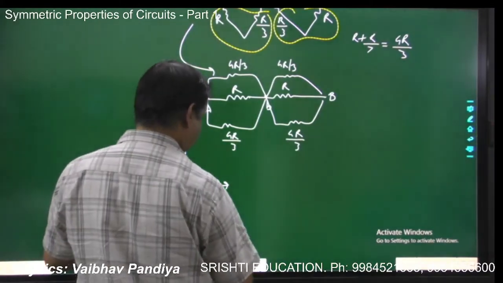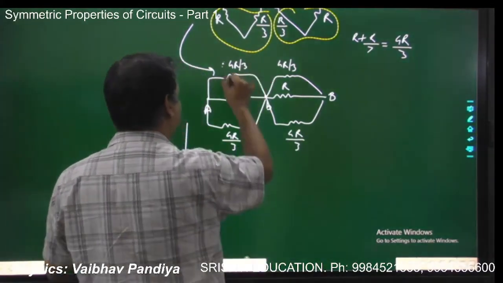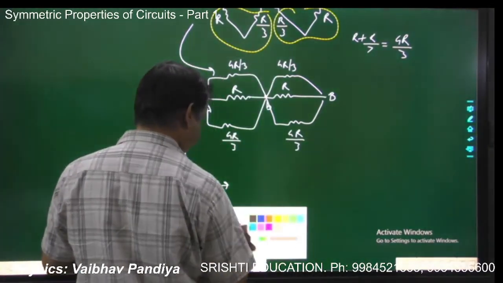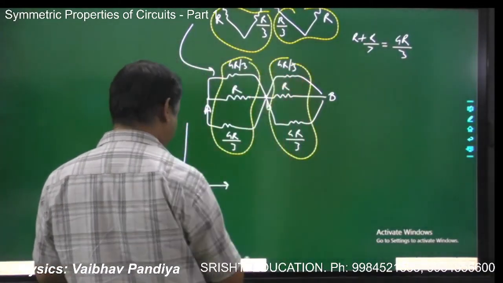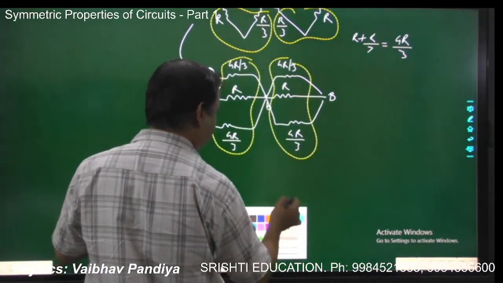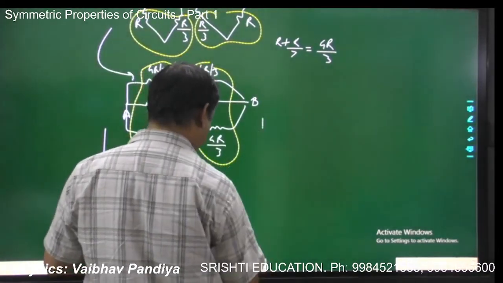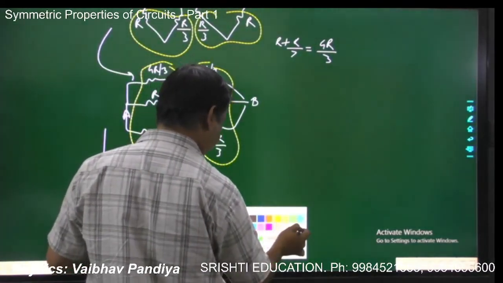Now this combination you can say is connected in parallel, and so is this combination. Both will have the same value of the equivalent. So let us find the equivalent as R dash of the 3 parallel.